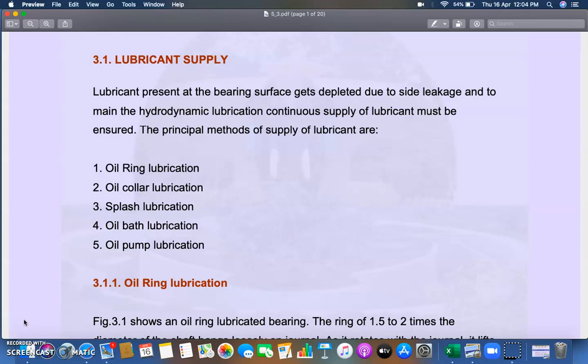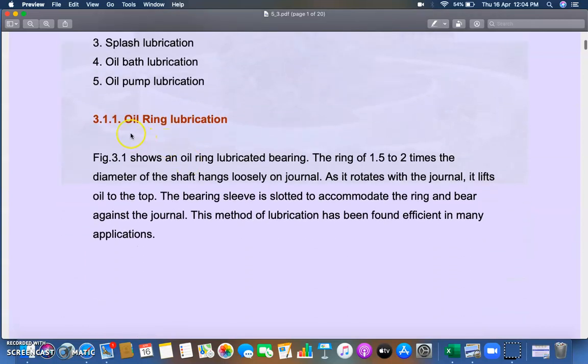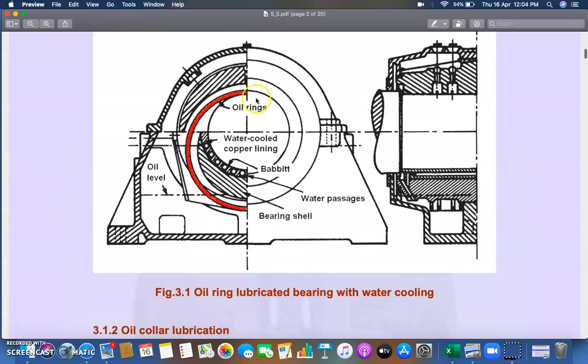So the principal methods of supply of lubricant are: oil ring lubrication, oil collar, splash lubrication, oil bath lubrication, and oil pump. I will discuss a few in this video. Like, what do you understand by oil ring lubrication? As you will see in the picture, there is an oil ring in this red color form.